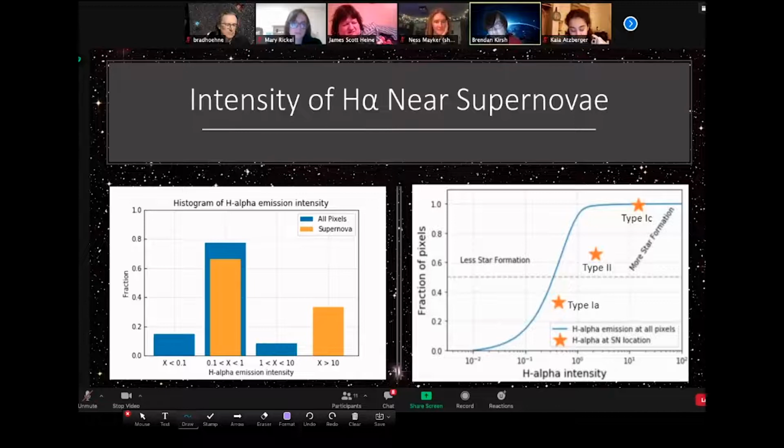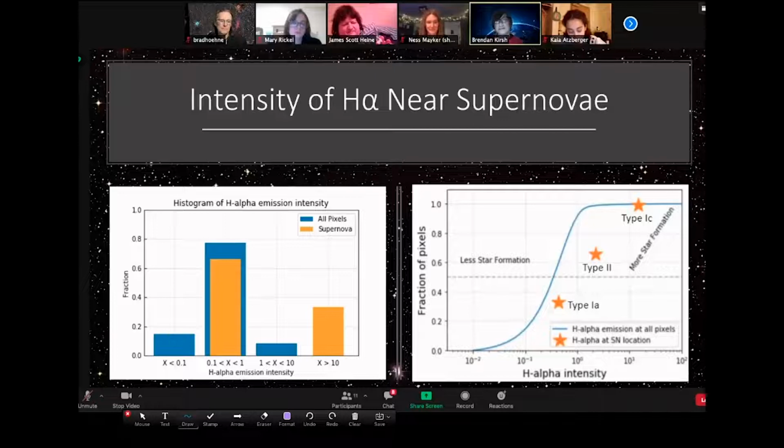And then the golden bars are the supernova data. And we can see that on average, the supernovae actually have a higher H alpha emission intensity. And so you see this one bar to the far right, the gold bar is in one of the portions where none of the other pixels are found. So we can see that the supernova has a much higher intensity of H alpha compared to the rest of the pixels in the map.